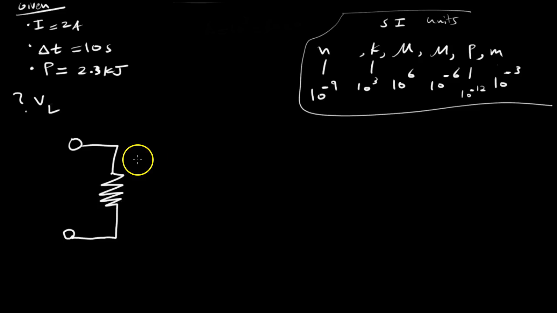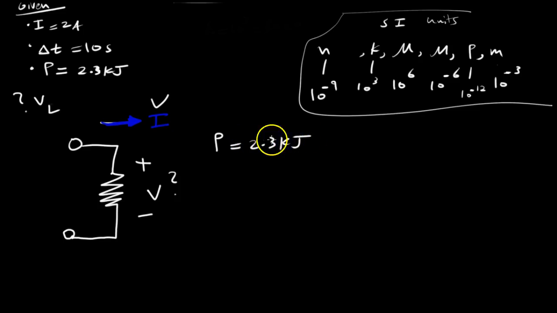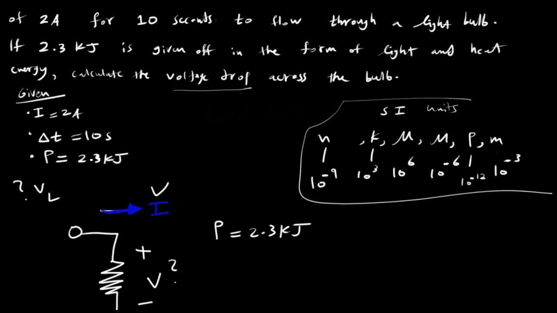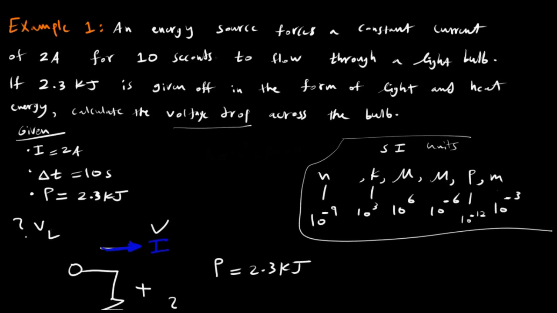So there's going to be some voltage drop across it, assuming the positive or passive sign convention. There's going to be some current going in here, which we do know. So that's known. The voltage is not known. The power is known, 2.3 kilojoules. Now, this whole thing was just to write down what we know and set the problem up. But now we have to think about how to solve the problem.